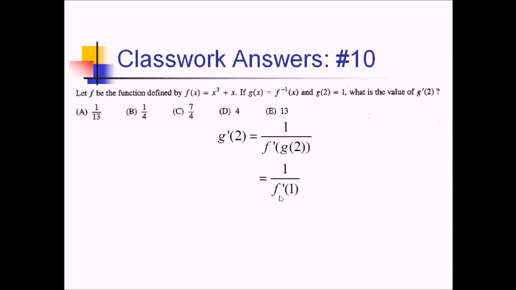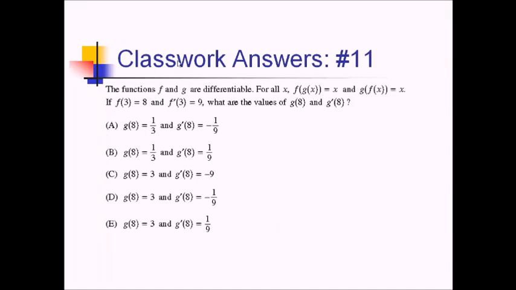What is f prime doing? Well, here's f. So f prime is going to be 3x squared plus 1 using our power rule. So this is really going to be 1 over 3 times 1 squared plus 1, or 1 over 3 plus 1, or 1 over 4, giving us answer choice B.